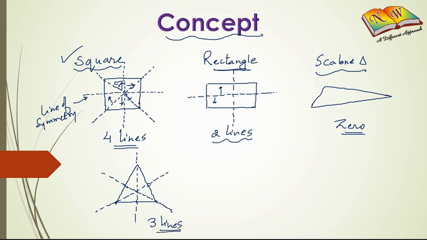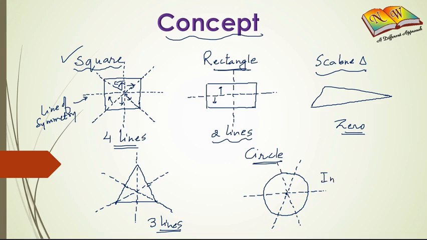Now the most important part of this activity is the shape of a circle. In case of a circle, can you estimate how many lines of symmetry does it have? Surprisingly, this shape has infinite lines of symmetry. So you can keep on drawing a line passing through the center of the circle. You will get a different line of symmetry, and therefore a circle is the only shape which has infinite lines of symmetry.